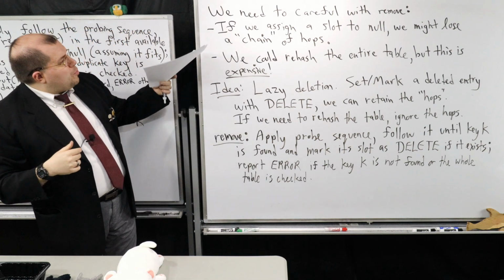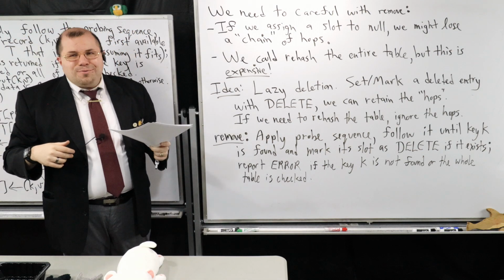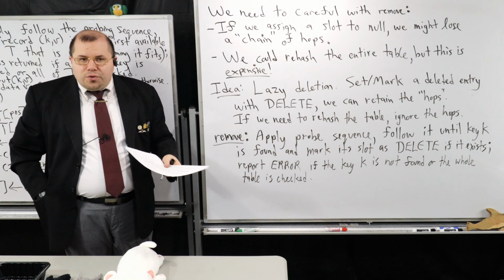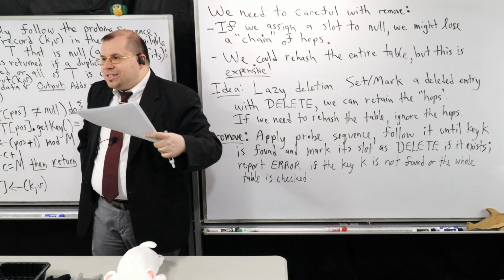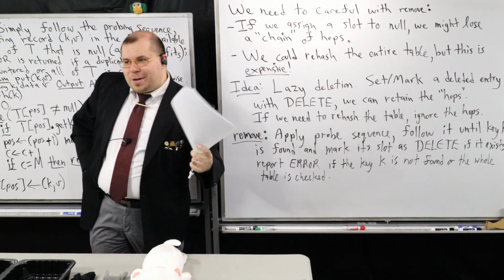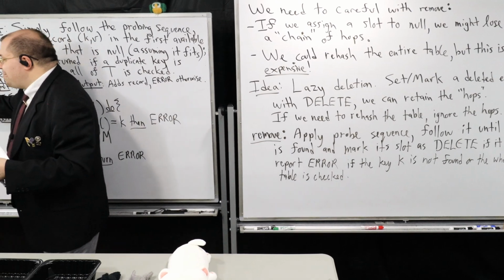So the first thing I want to point out is, if we assign one of these slots to null when I remove it, we might lose a chain of hops. So just to give you an idea what I mean, I'll come right back over here, but I wanted to come back to our picture.